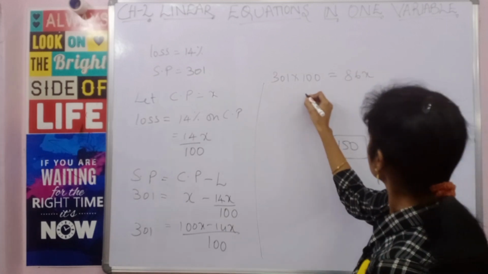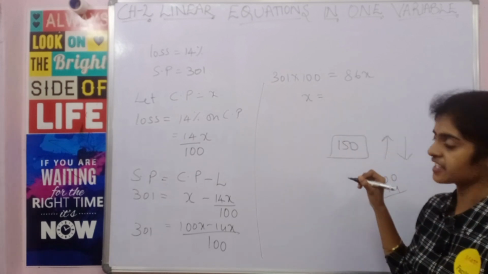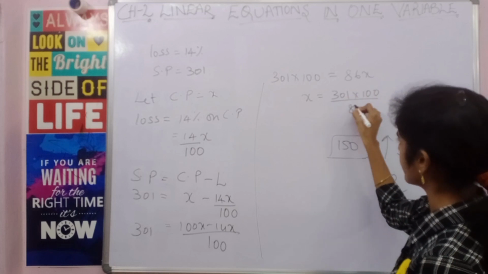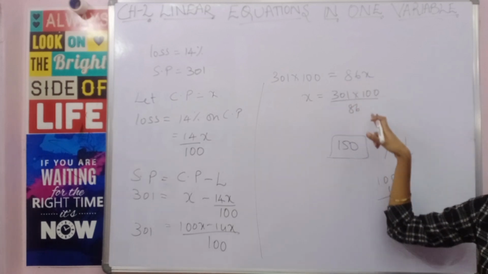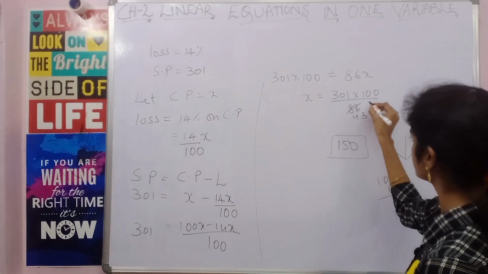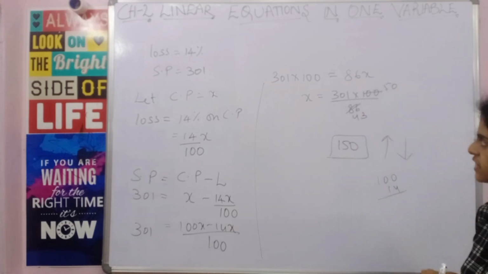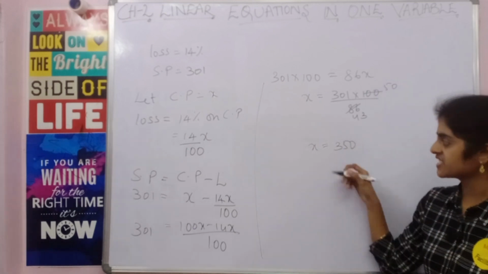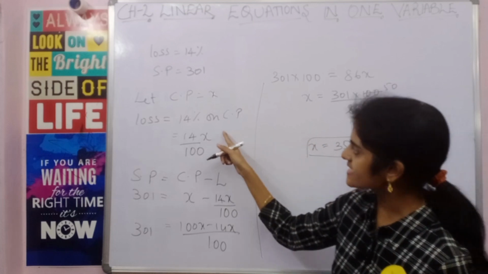So now x is nothing but 301 into 100 divided by 86. Here 86 is multiplication. If it goes to the other side it becomes division. So solving this, you get x equal to 350. Clear? Which is nothing but the cost price is 350.